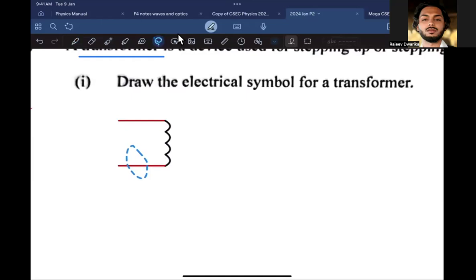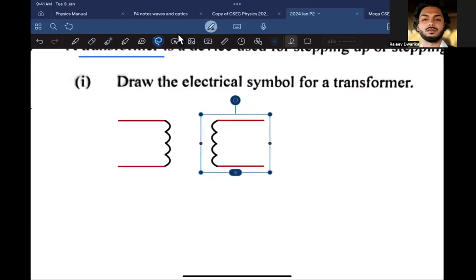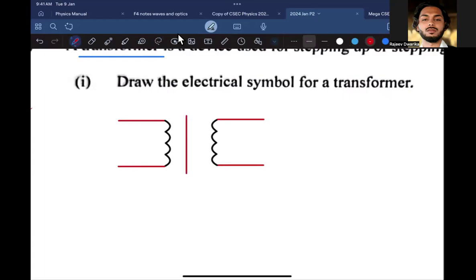And Jadon, while we're at it, here's what I was saying. Anytime you pass a current through a wire, what is around the wire? A magnetic field.